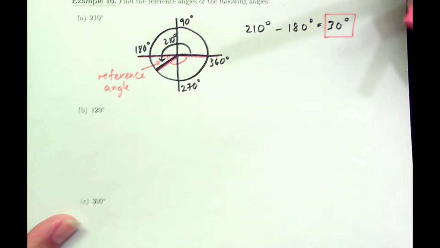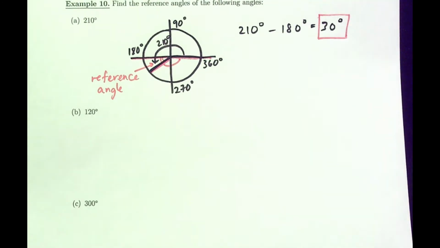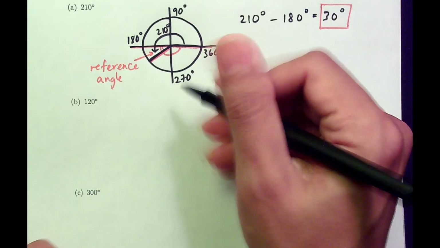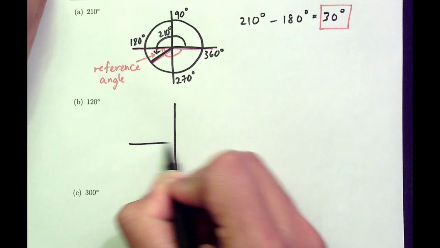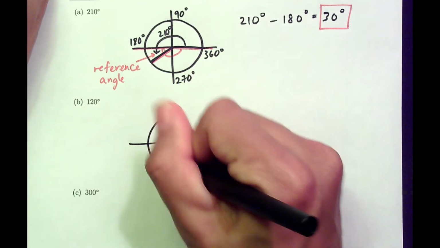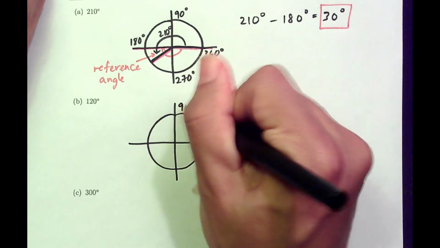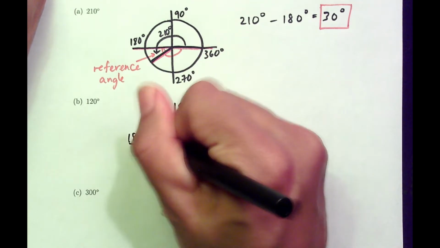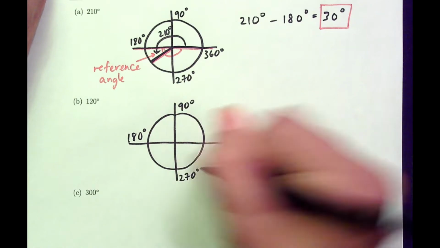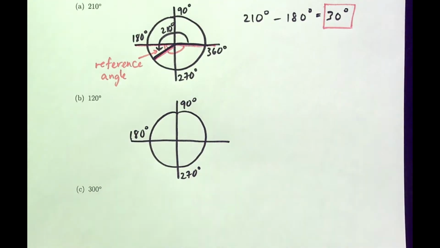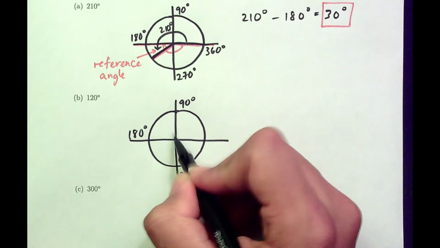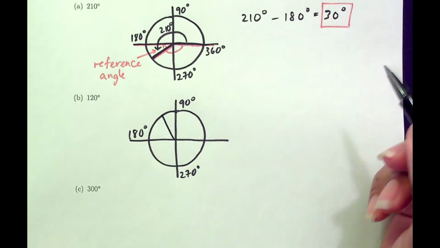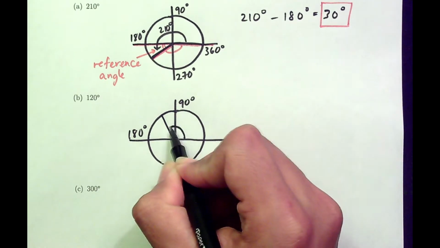Okay, let's do another one. What is the reference angle of 120 degrees? All right, first thing, draw a picture, making sure you draw your angle in the correct quadrant. So right now this is 90, then this is 180, that is 270. Okay, 120 is bigger than 90 and smaller than 180, so it is somewhere here. Okay, so that would be 120.